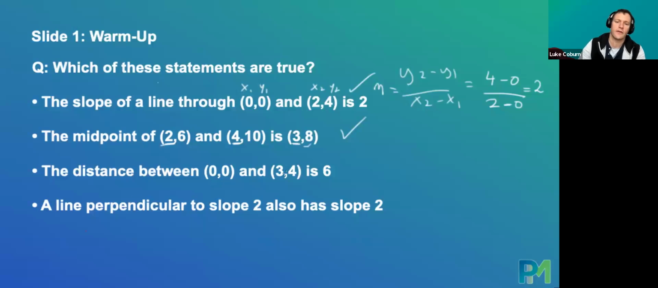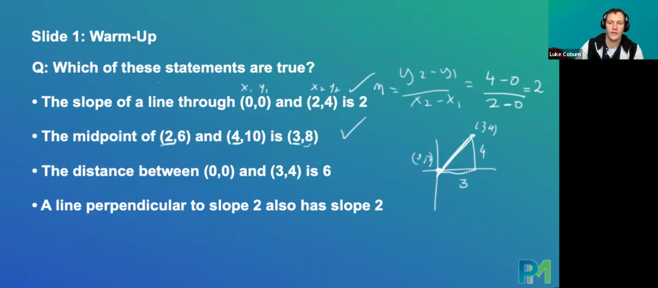The distance between 0, 0 and 3, 4 is 6. Now we just plot those, 0, 0, and 3, 4. This is 3, 4 and there's 0, 0. So we're talking about that distance there. Is it equal to 6? Well, if we have a look here, that side would be 4, that side would be 3. So this would be a 3, 4, 5 triangle. So the distance would actually be 5. So that's wrong.